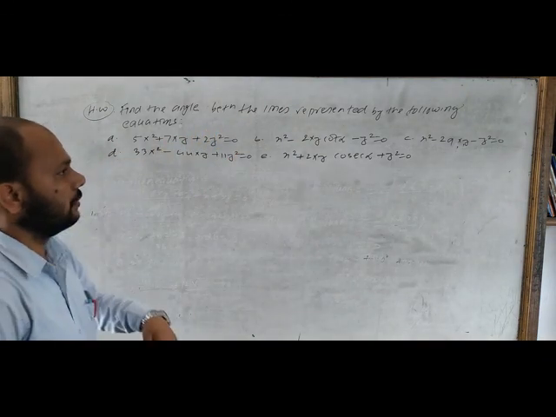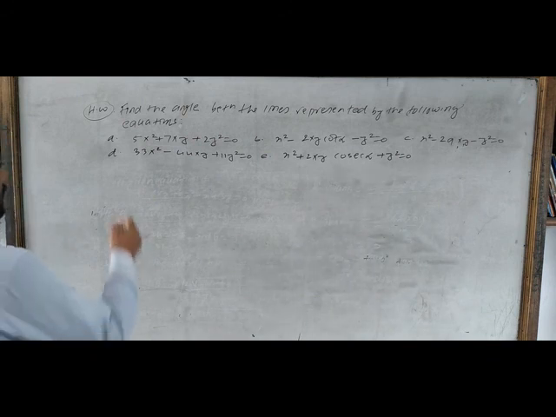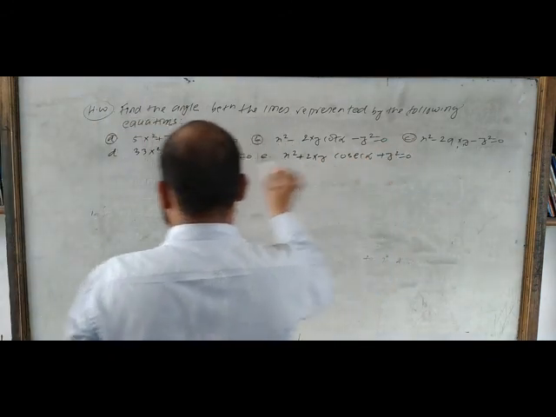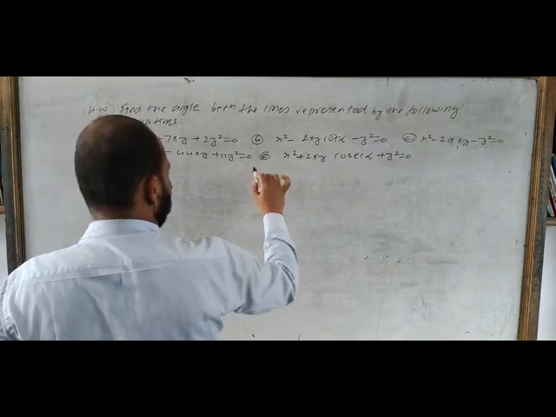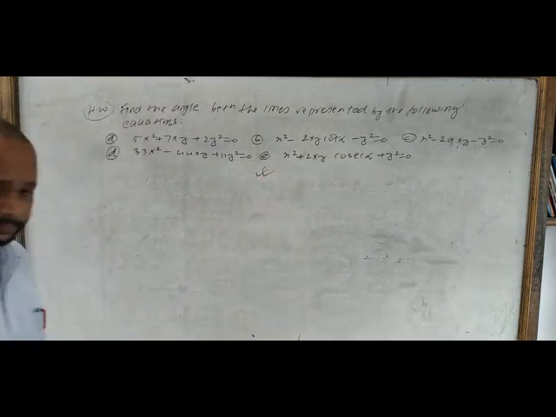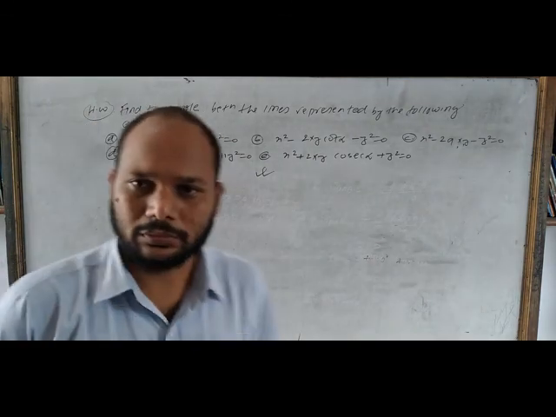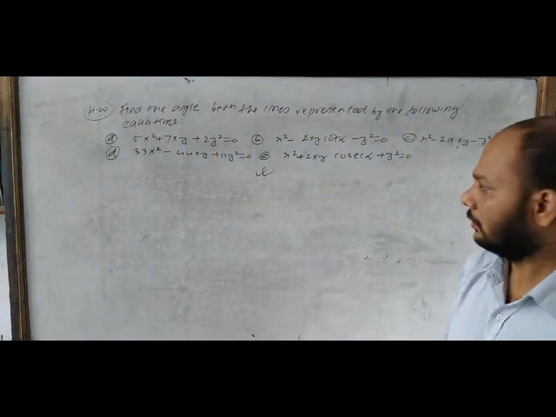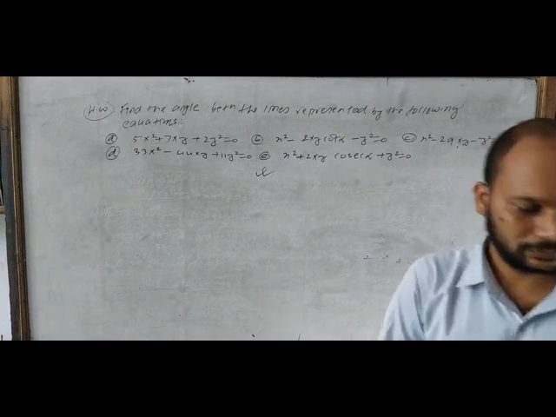Today we completed how we find the angle between the lines represented by the following equation. For today you have only this much. Your homework is A, B, C, D, E. This is your homework, okay? And you solve all these questions and send them to me by the messenger.